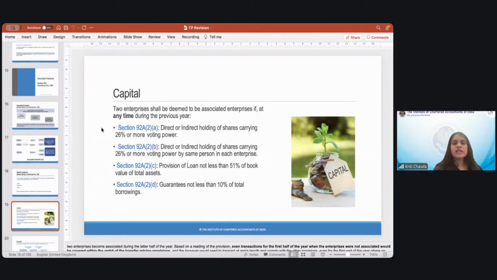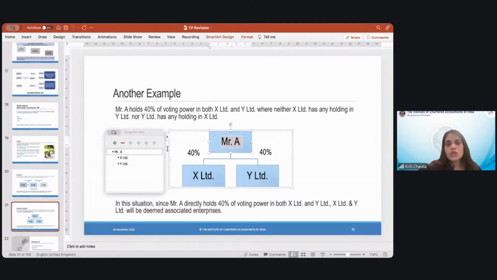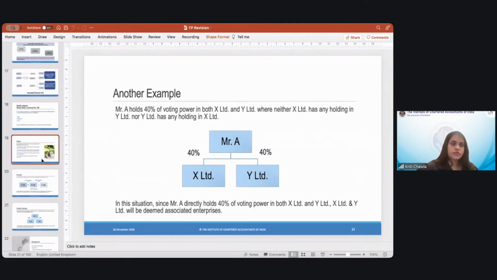Then there is clause B, which says the same person holds 26% or more voting power in the other enterprise. This is a situation like this. Mr. A holds 40% voting power in X Limited and Mr. A holds 40% voting power in Y Limited. Because they have a common person, X Limited and Y Limited will be associated to each other.